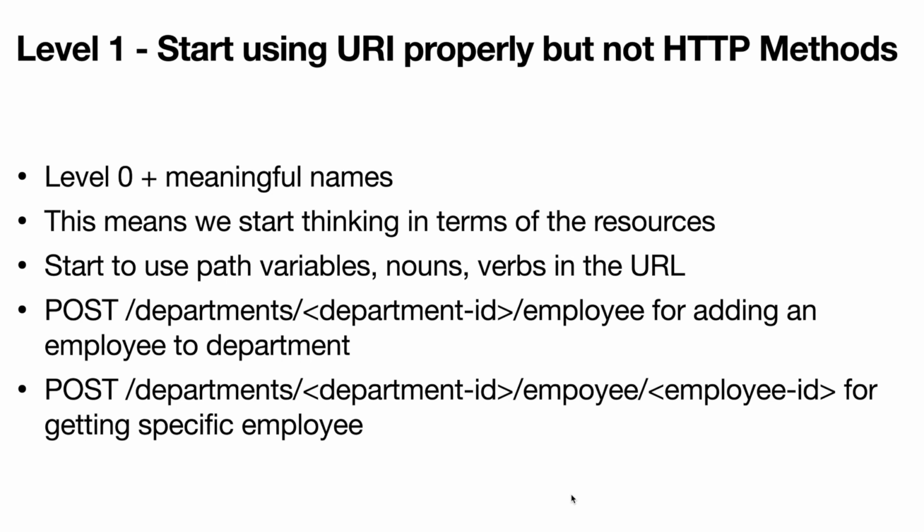POST /departments/department ID/employees/employee ID would be the right approach to get the list of employees for a particular department. In this, we start to use the path variables and nouns, which are department and employee. From the URL, we can tell which resource it is mapped to. Same goes for the add employee resource, which we had in level 0. POST /departments/department ID/employee. In this way, we are putting a resource, an employee, into a department. This level is better than level 0. Here, the resources start to make sense.